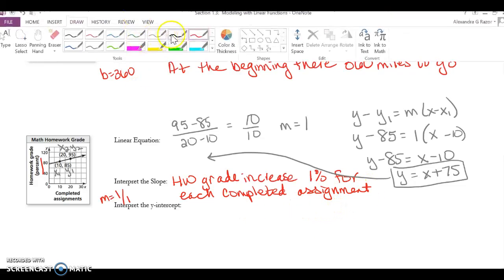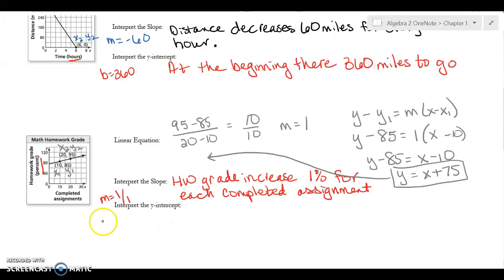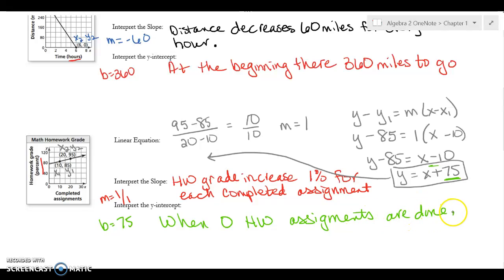The y-intercept, from our formula, we found out that our y-intercept was 75 right here. So that means when 0 homework assignments are done, you have a 75%. So when you start off, your grade starts at a 75%. That's what that says.